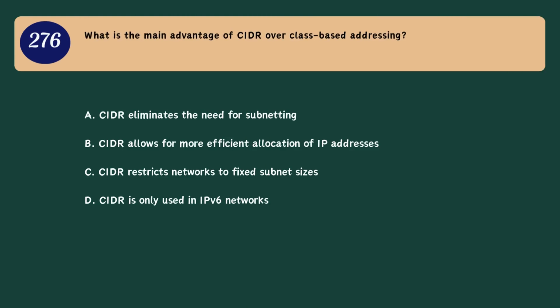Question 276. What is the main advantage of CIDR over class-based addressing? A. CIDR eliminates the need for subnetting. B. CIDR allows for more efficient allocation of IP addresses. C. CIDR restricts networks to fixed subnet sizes. D. CIDR is only used in IPv6 networks.